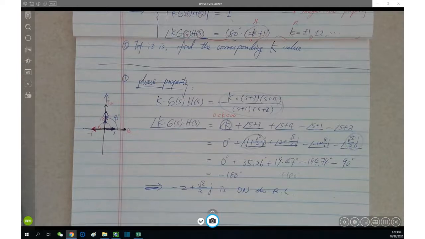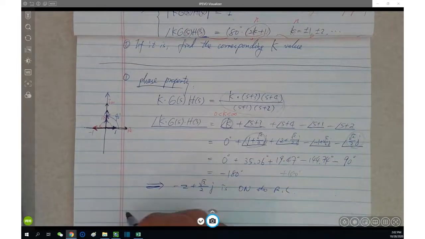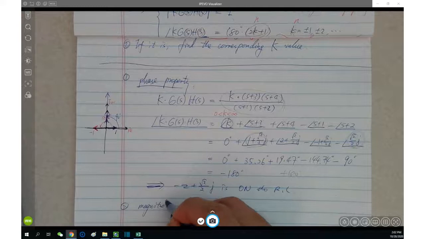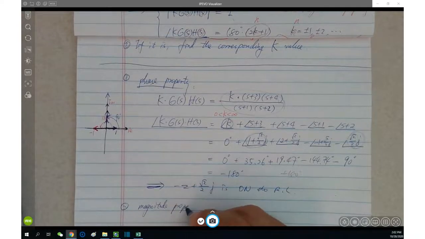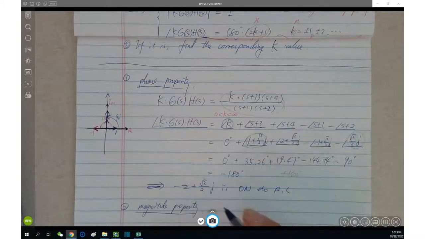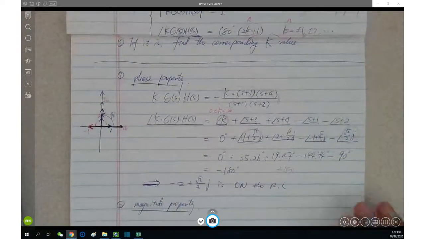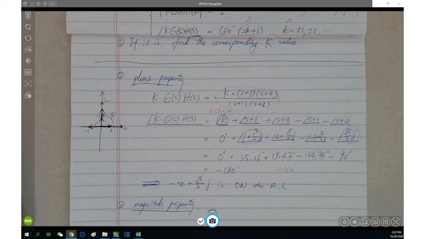Okay. And then next, we're going to use the so-called magnitude property to find the corresponding k value. Corresponding k value. But we can stop here for today and then continue this problem by the next lecture.